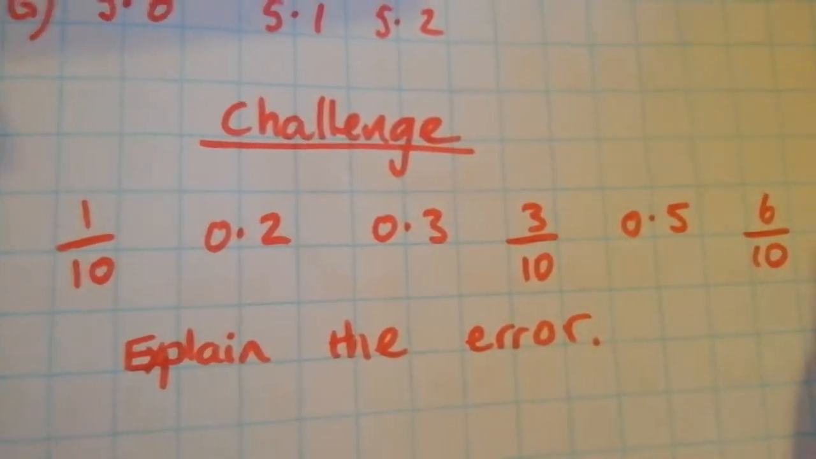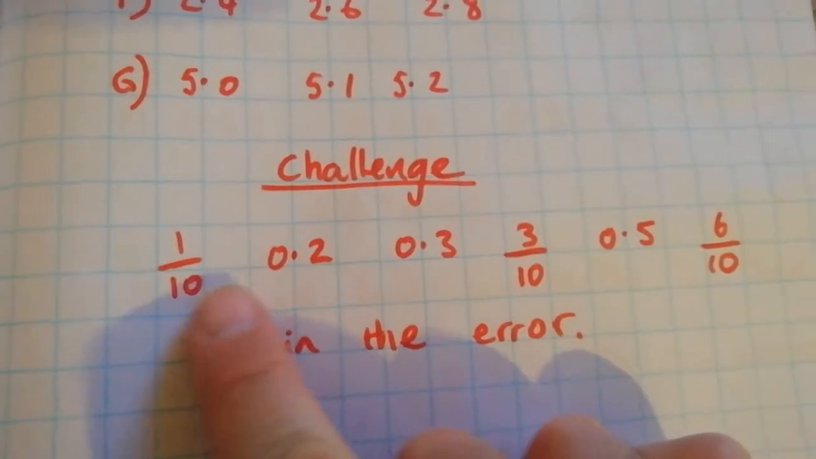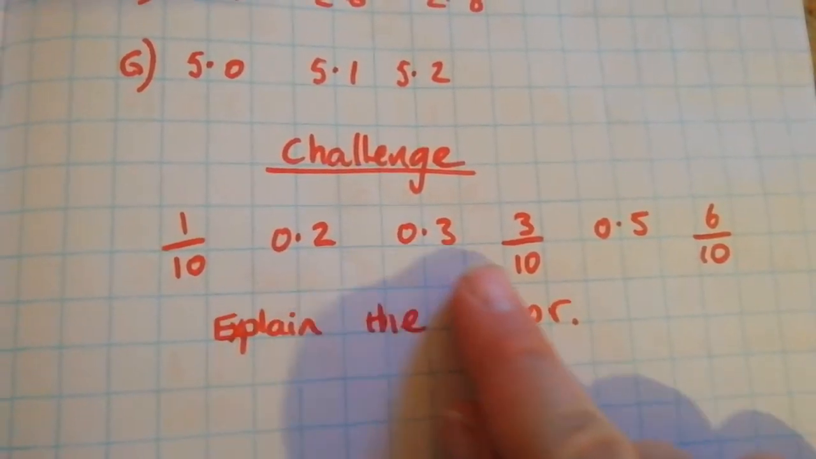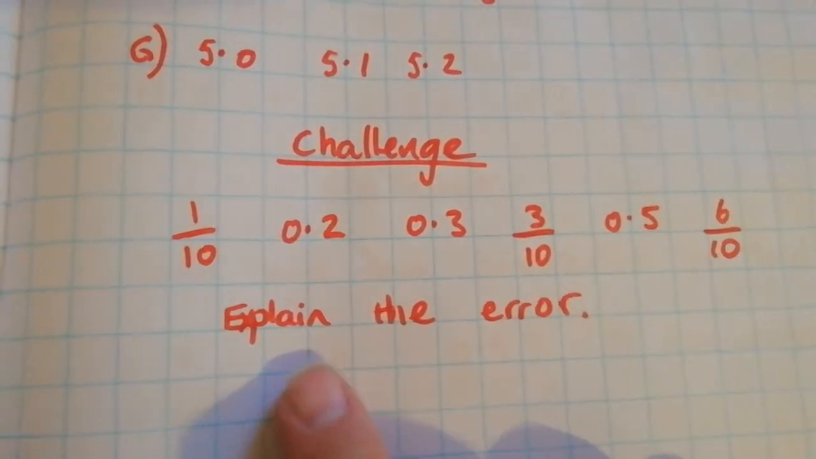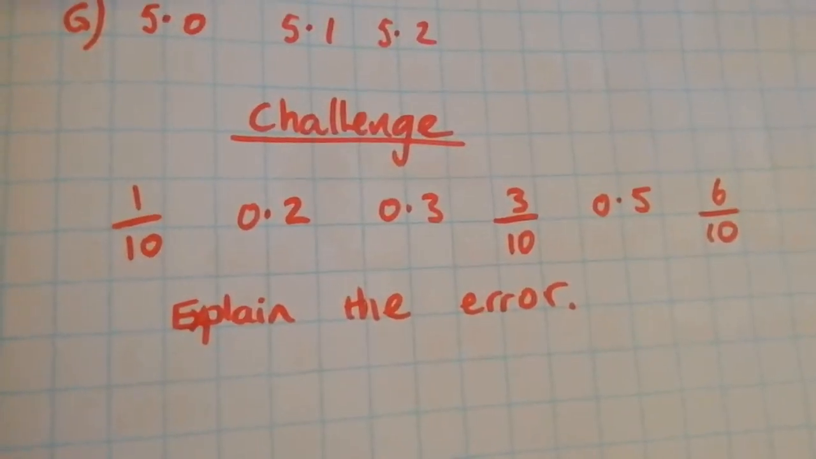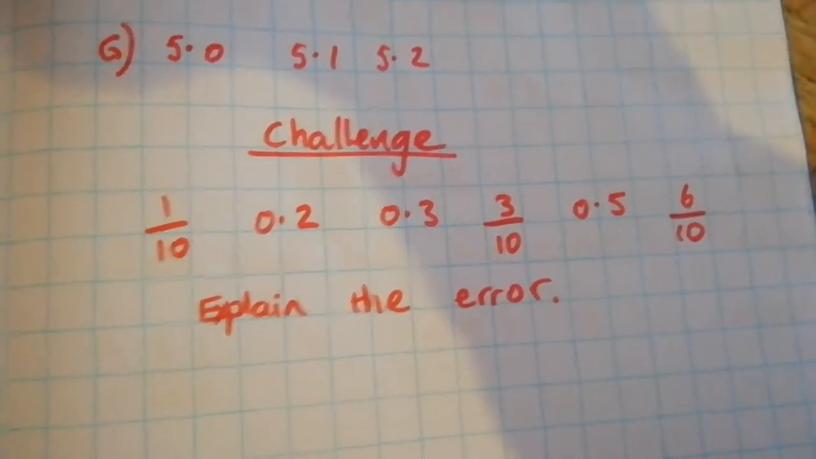Our challenge as well today is a sequence right here that goes 1/10, 0.2, 0.3, 3/10, 0.5, 6/10, and it says explain the error. Something's gone wrong in this sequence. If you can spot it, explain what's gone wrong.